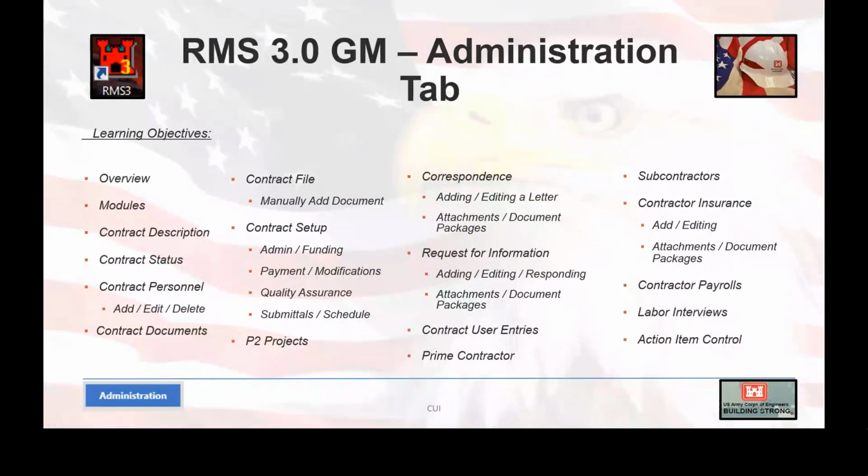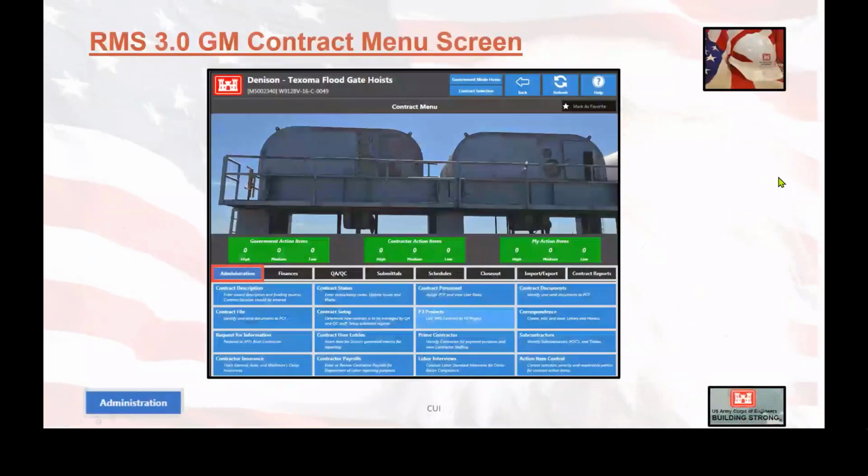This is the list of all of the modules that are in the administration tab and the basics for what you can do for each of those. You can review that at your leisure at a future time. Again, this is what the administration modules will look like when you log into a contract. The default location that you're going to go into is the administration, and this is what is going to show up.